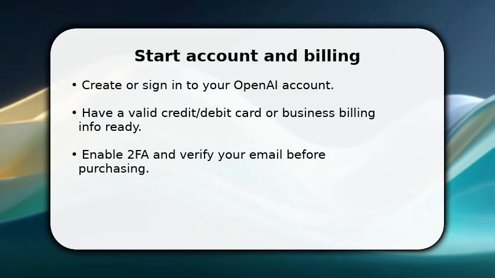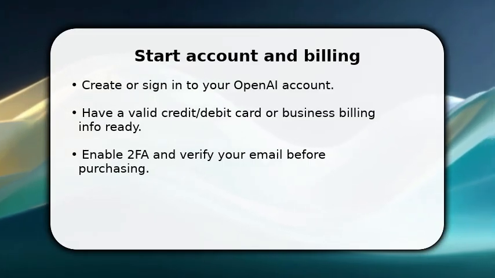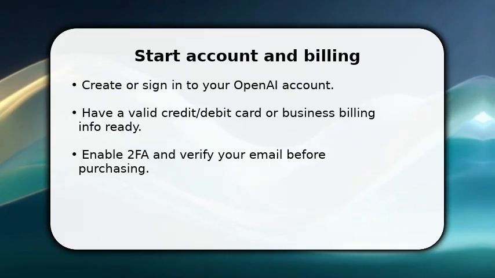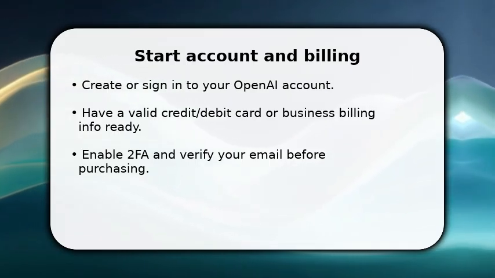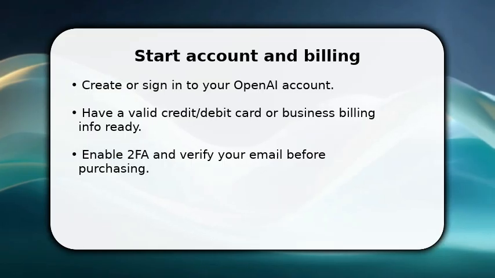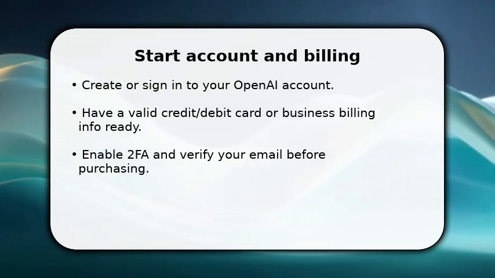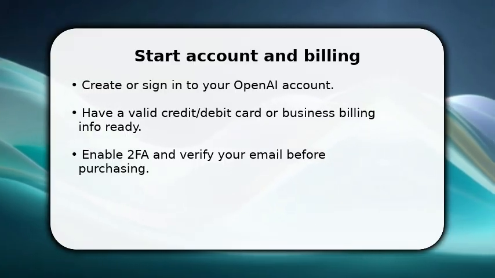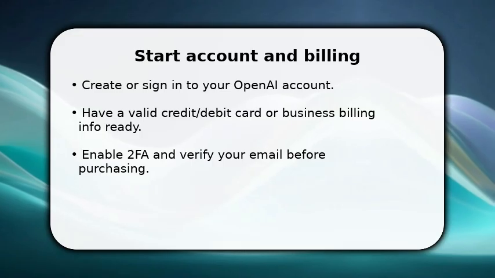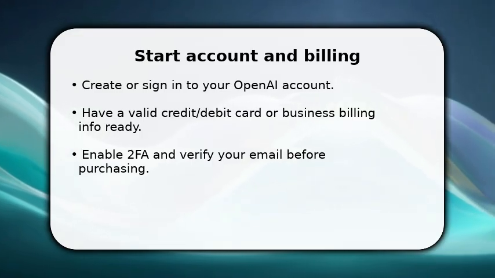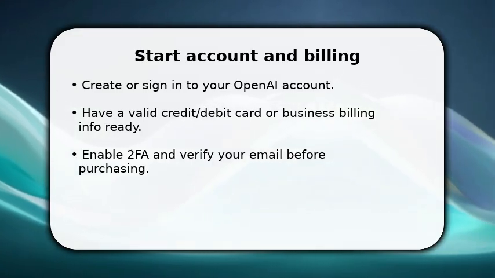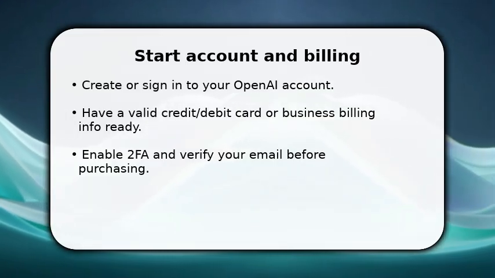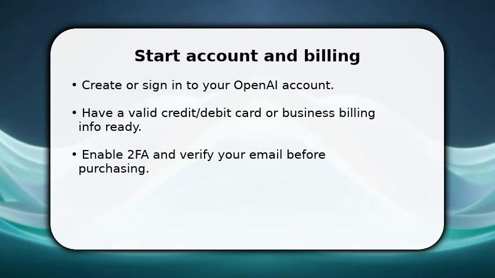You begin by signing into OpenAI and confirming your identity. Once signed in, go straight to billing. You must add a payment method, enter card details or business billing information. Make sure 2FA is enabled and your email is verified so the purchase flow proceeds without interruption. Once the card is saved, review the default spending limits and set any immediate guardrails. This gets you past the initial blockers and prepares the account for API key provisioning.